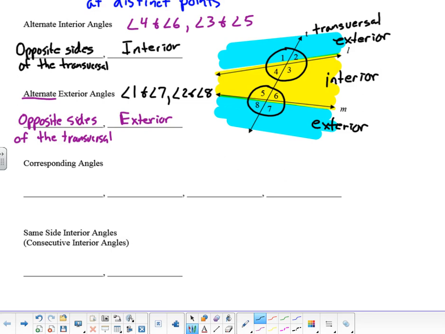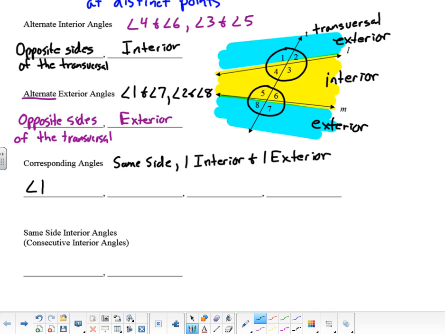Corresponding is a little bit different, okay? Corresponding we need to define. So here are the conditions for corresponding angles. Number 1, they're on the same side of the transversal, okay? And then one is an interior angle and one is an exterior angle. So that's what it means for them to be corresponding angles. They're on the same side of the transversal. One is an interior, one is an exterior, and again, one has to come from each one of these circles.